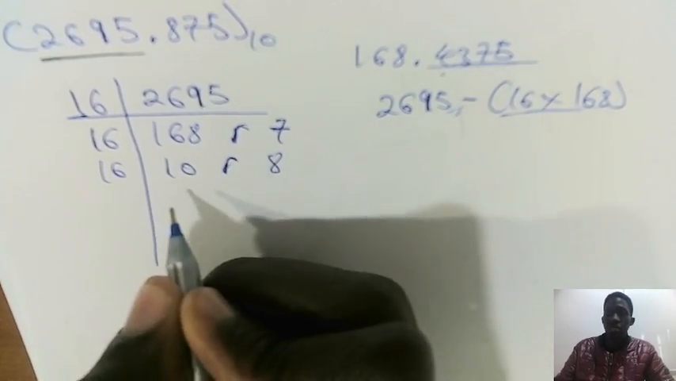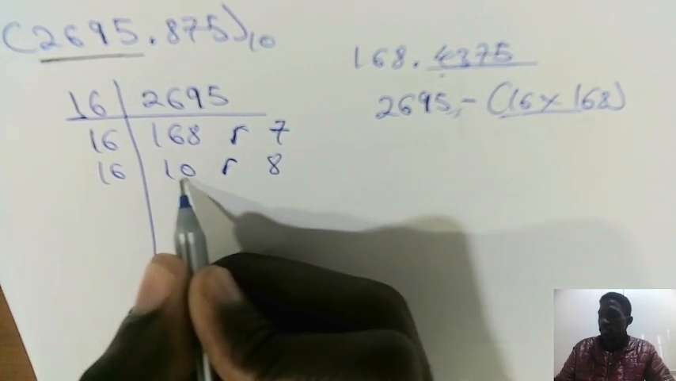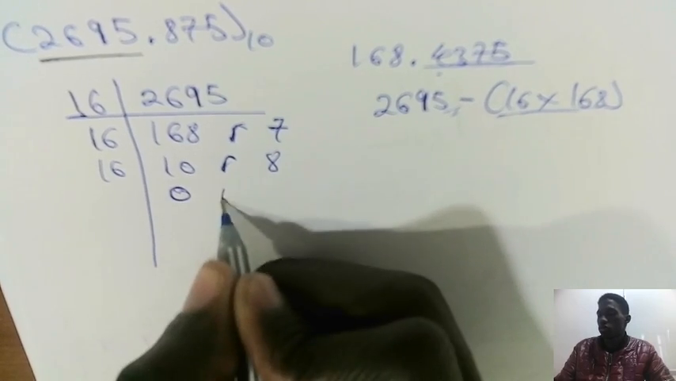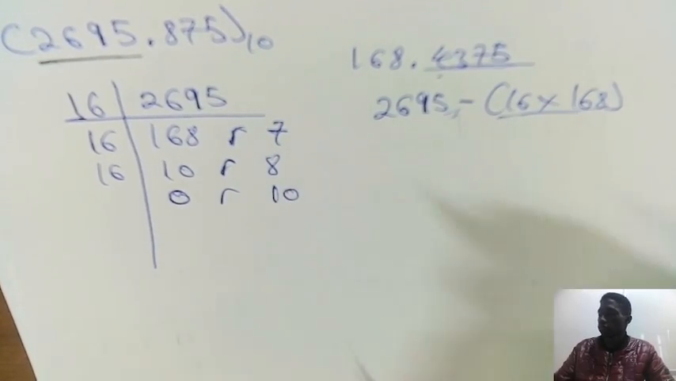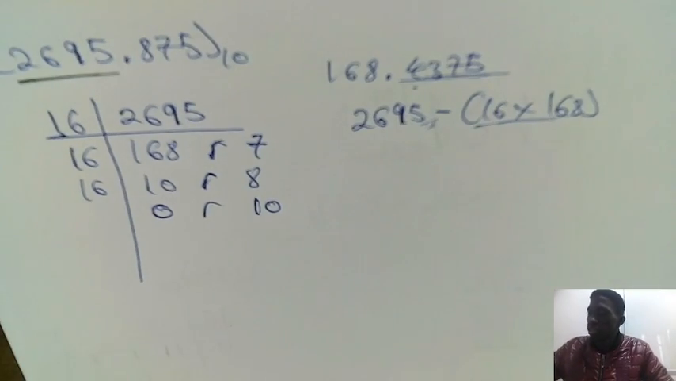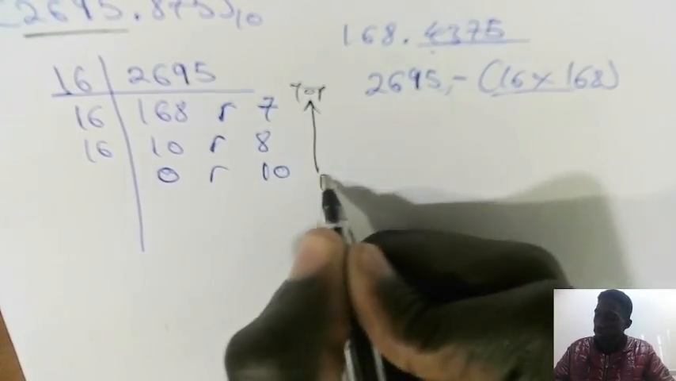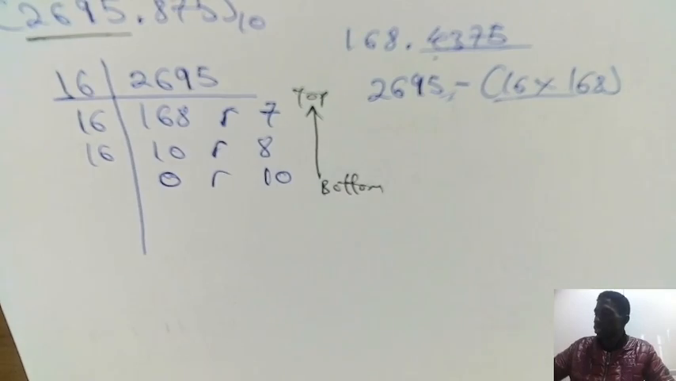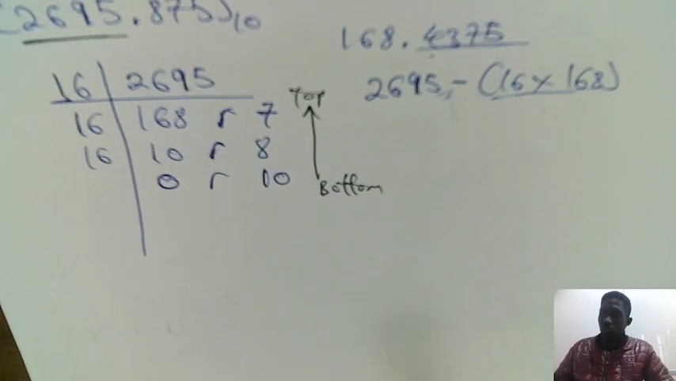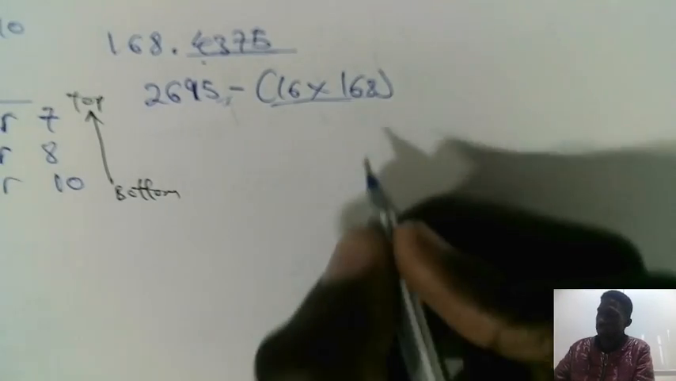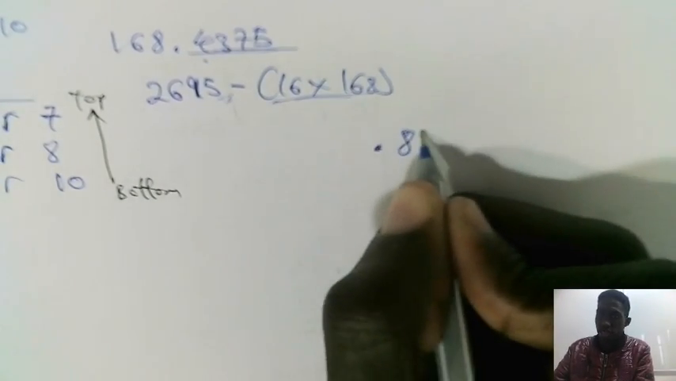And you divide that 10 by 16. You can't divide 10 by 16, so 0, remainder 10. And we're reading this from the bottom to the top. So this is just the whole number part. The fractional part is 0.875. You just write it down.